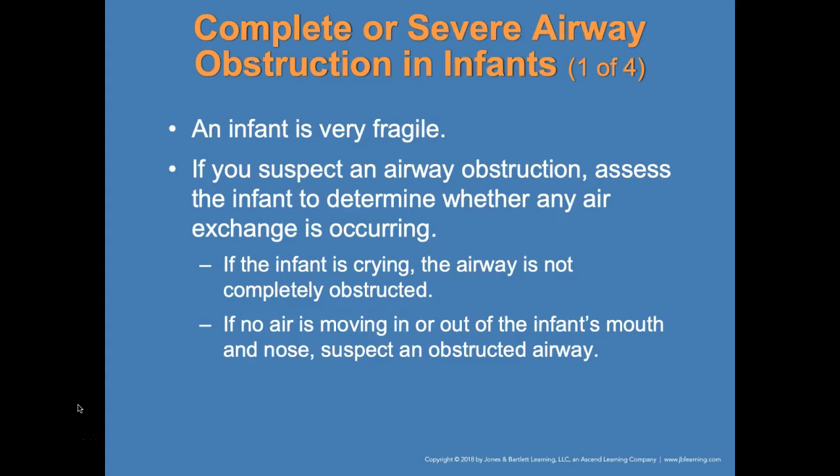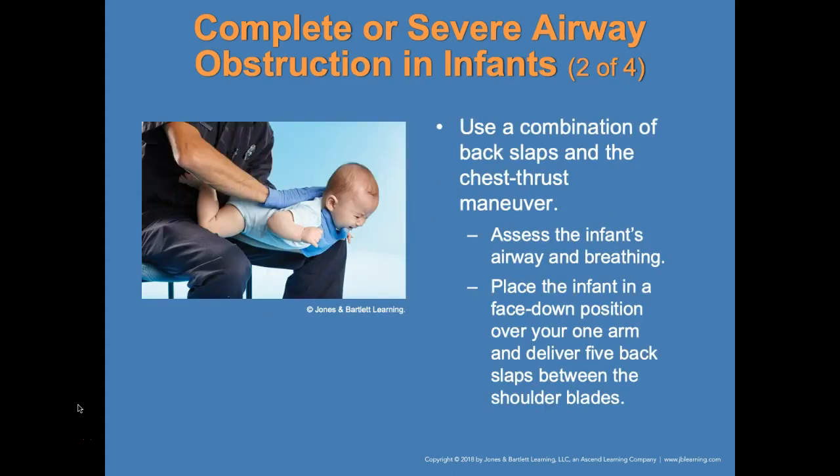So with a complete or severe airway obstruction in infants, we need to remember that an infant is very fragile. They are easily breakable. If we suspect an airway obstruction, we need to determine whether any air exchange is occurring or not. If the infant is crying, the airway is not completely obstructed. If no air is moving in and out of the infant's mouth and nose, we're going to suspect an obstructed airway. If that's the case, we're going to use a combination of back slaps and chest thrusts to get this out.